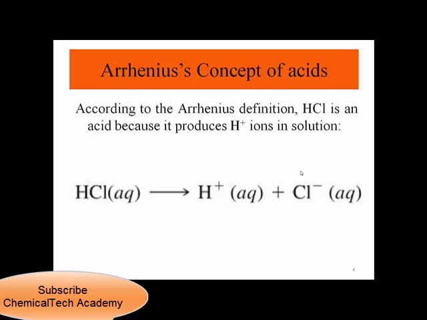So according to the Arrhenius definition, HCl, which is a strong acid, is an acid because it produces proton ions in solution. As you see here, we have HCl aqueous solution, and when we dissolve it, it's going to produce proton and chloride. Since one of the products is proton, we call HCl an acid.